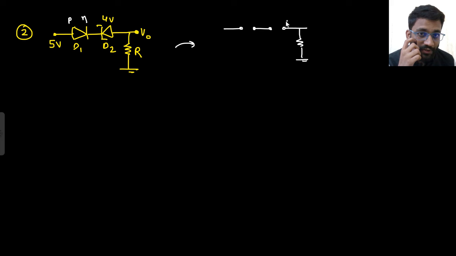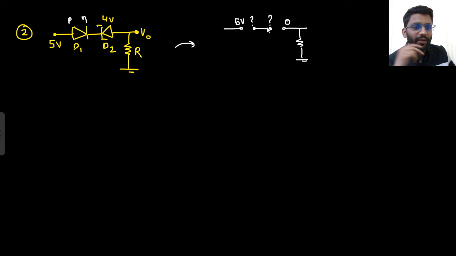I know the potential of this point, that will be 0. I know the potential of this point, that will be 5 volt. Do I know the potential of this point? No. Now I can't comment anything. I tried to apply open circuit test on both of the diodes. I know the potential of this point is 5 volt, I know 0. But between the two nodes, I don't know anything.